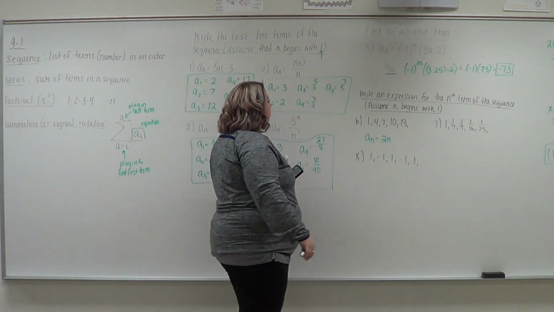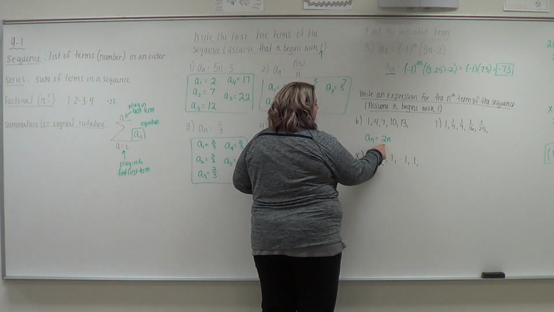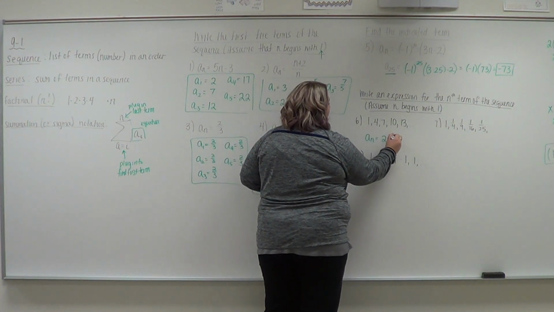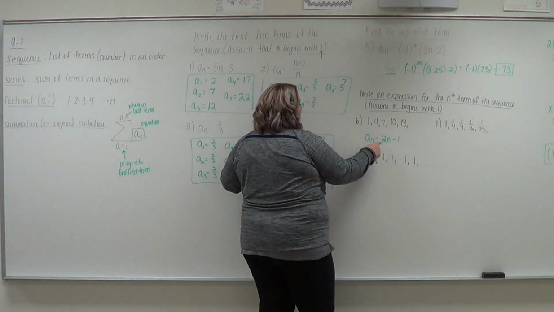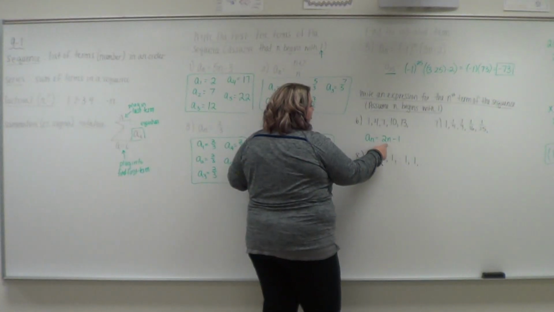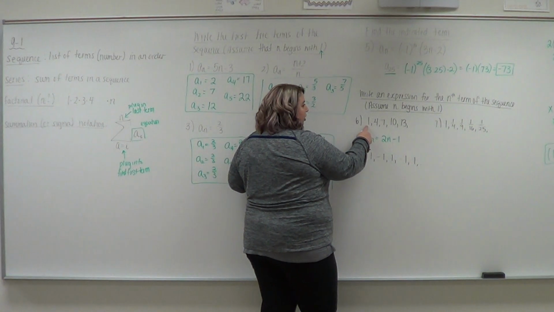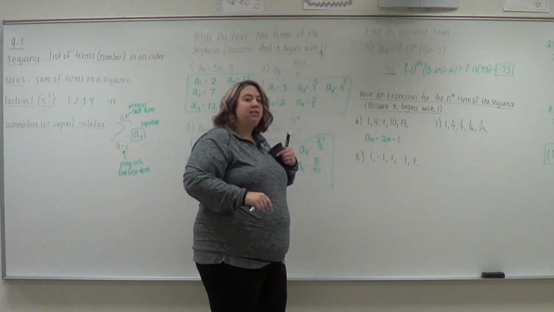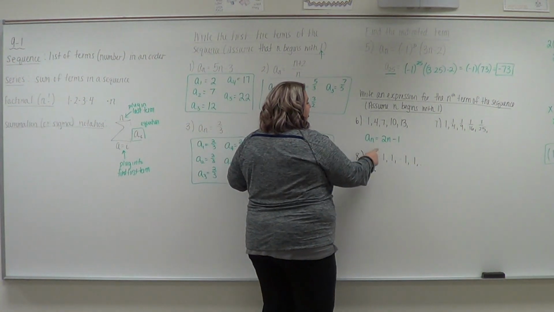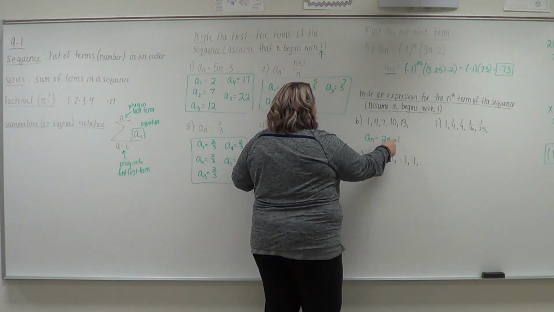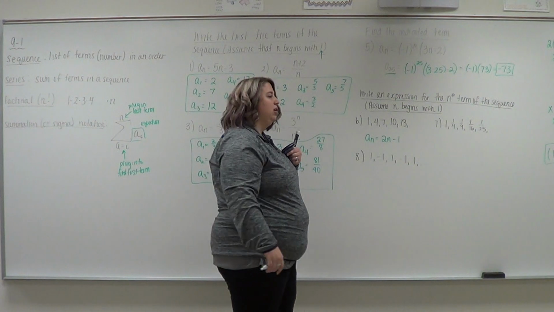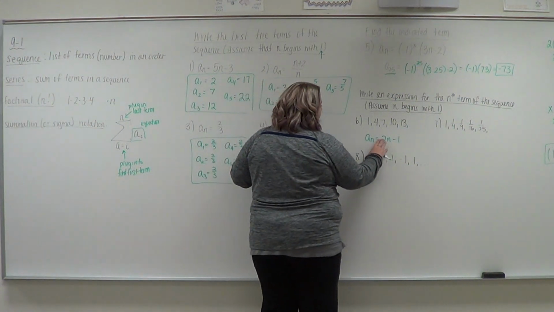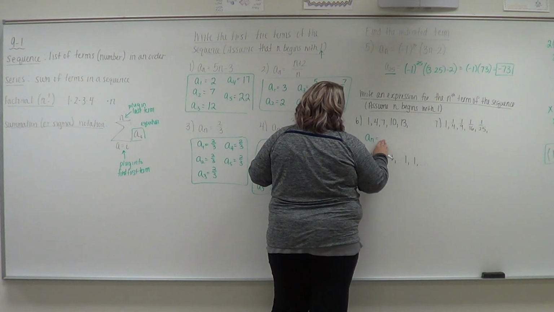So if I try 2n, if I want to get 1, I plug in 1, I get 2. In order to get 1, I would subtract 1. Let's see if that works. Plug in 1: 2 times 1 is 2, minus 1 is 1, so my first term's right. Then I check my second term, so I plug in 2. 2 times 2 is 4, minus 1 is 3, but my second term should be 4. So I know it's not 2n, and I go check the next one.